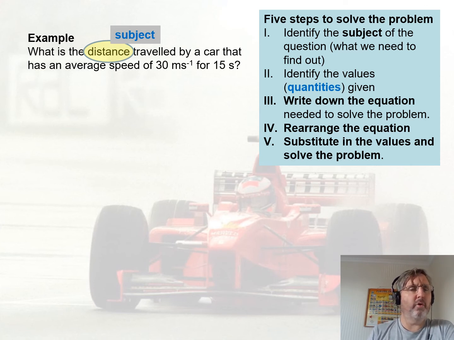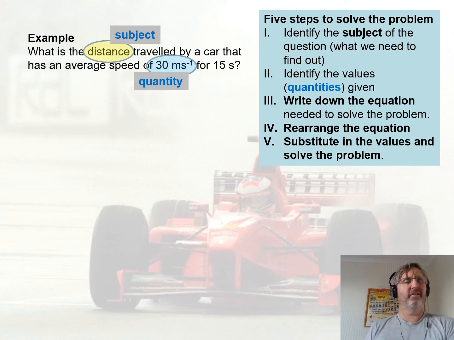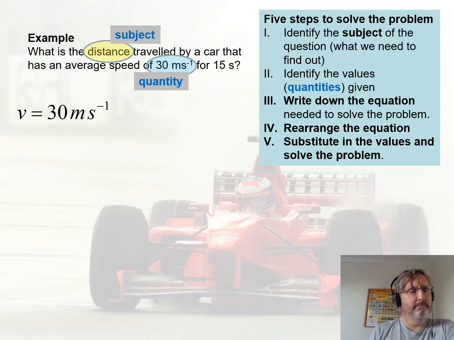What are the values or the quantities that are given to me in this question? Remember, a quantity has a numerical value, a number, and a unit next to it. So let's have a look and see if we can find some. The first quantity is the 30. It has the unit m s^-1 next to it, so it's speed. I know it's speed as well because it has the label average speed just before it. So I'm going to write it down in my working. Speed equals 30 meters per second. Notice instead of writing speed, I give its abbreviation v.